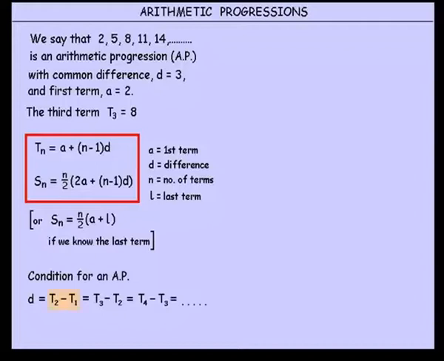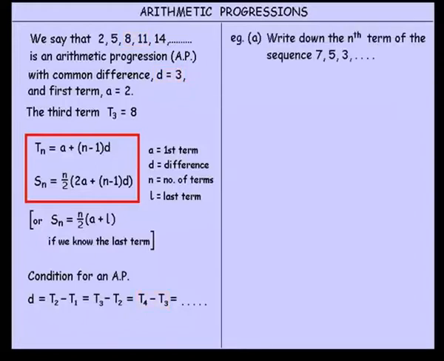So let's just check this out. Term 2 minus term 1, well that will be 5 minus 2, and that's why we get a difference of 3. What about jumping up to say term 4 and term 3? So term 4 is 11, term 3 is 8, and we go 11 minus 8, again we get the difference of 3.